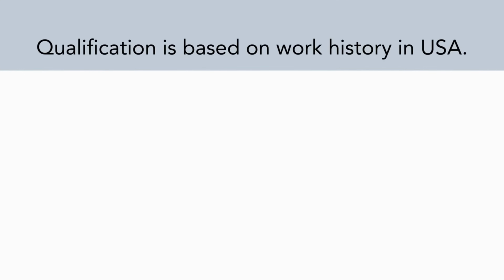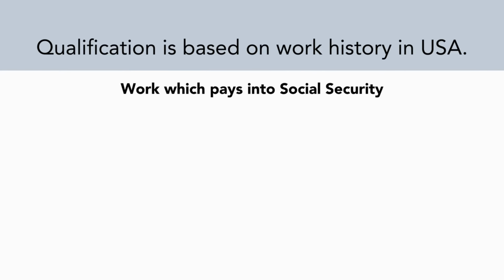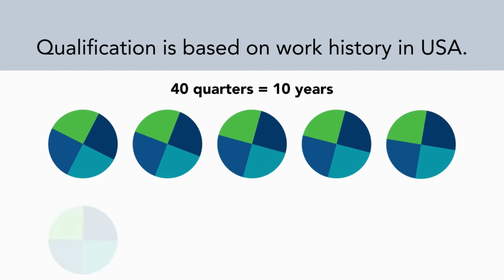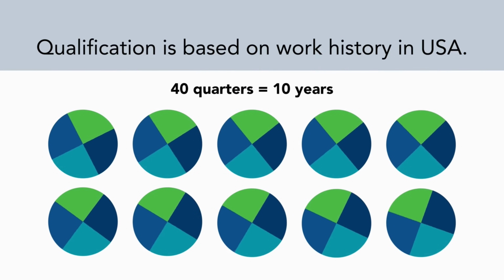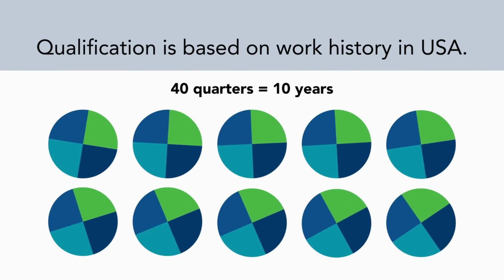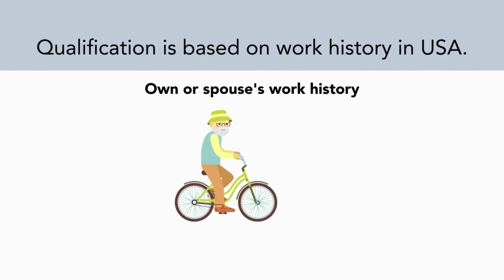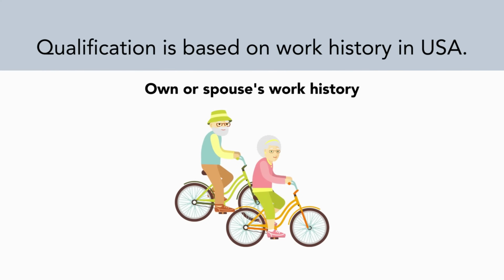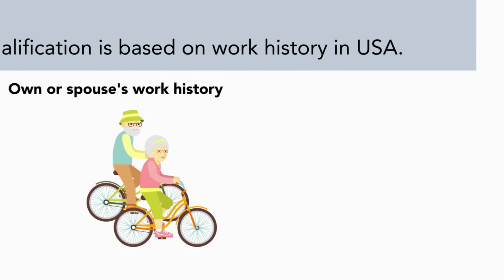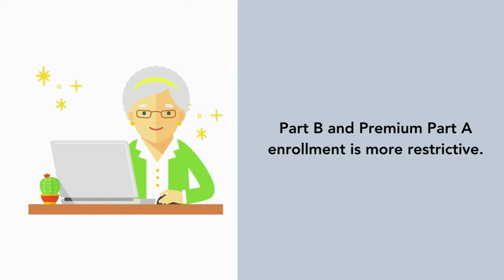This qualification is based on years of work history in the United States, which pay into Social Security. 40 quarters of work, or 10 years, qualifies someone for premium-free Part A. This can be based on someone's own work history or the work history of their spouse. Enrolling in Part B or Premium Part A is more restrictive than enrolling in Premium-Free Part A. Our focus will largely be on Part B enrollment.